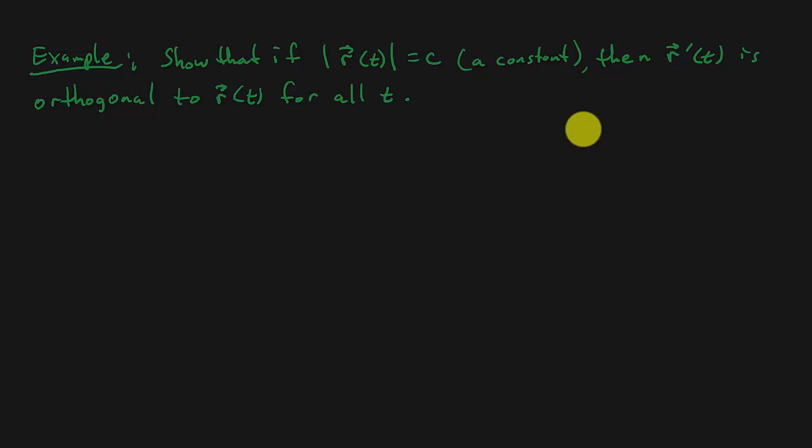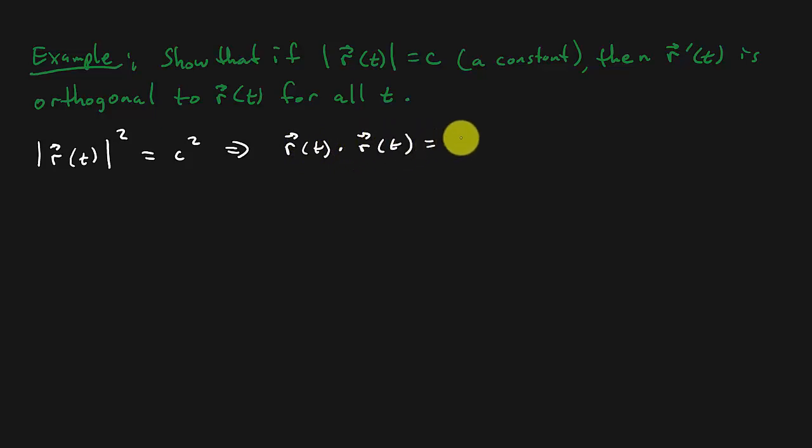All right, so let's think about that one for just a second. So how can we show that two vectors are orthogonal or perpendicular? Well, that's showing that their dot product is equal to 0, right? All right, so let's start off doing this. So let's start off with the magnitude of r of t squared equals c squared. Let's square both sides. So this means that r of t dot r of t is equal to c squared. So this is the same thing as this. All right, so this is equal to this.